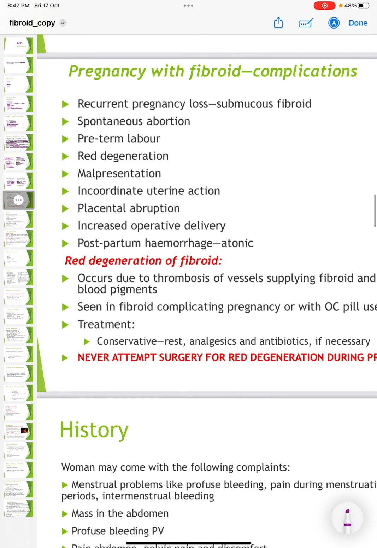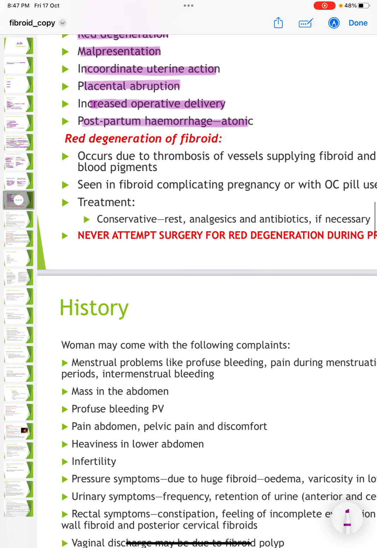So what happens with pregnancy with fibroid? Submucosal fibroid, recurrent pregnancy loss, spontaneous abortion, can go into preterm labor, red degeneration of fibroid, malpresentation, abnormal uterine contraction, abruption, then increased risk of operative delivery, and postpartum hemorrhage, atonic.